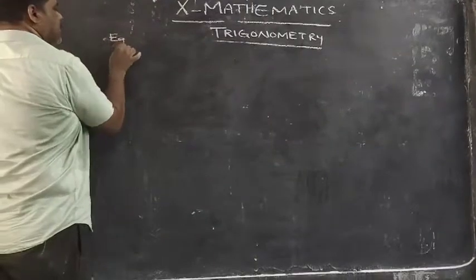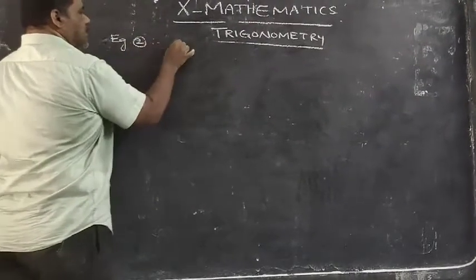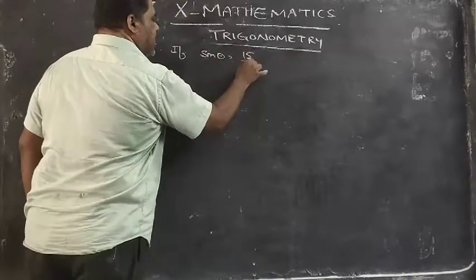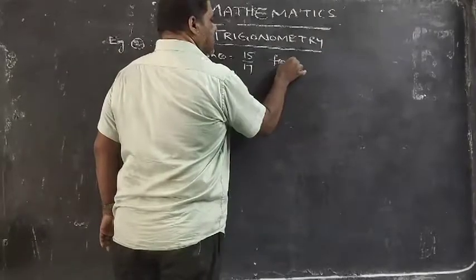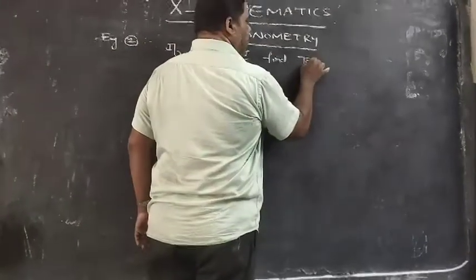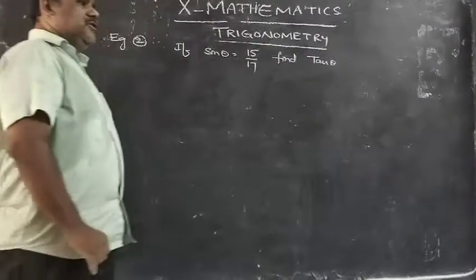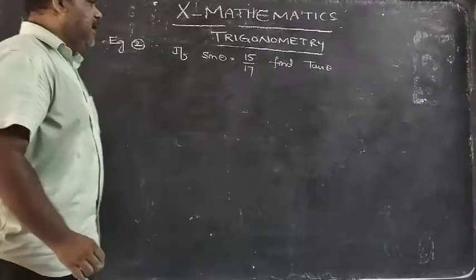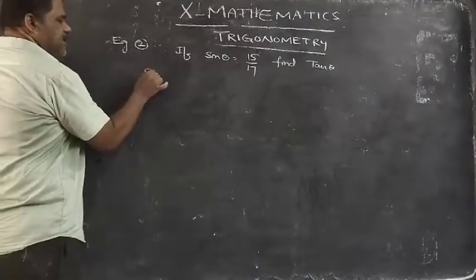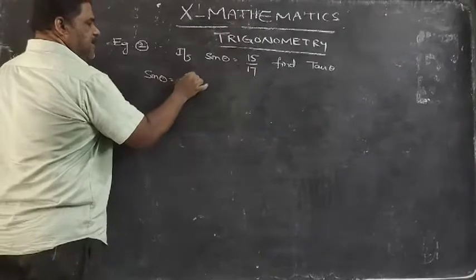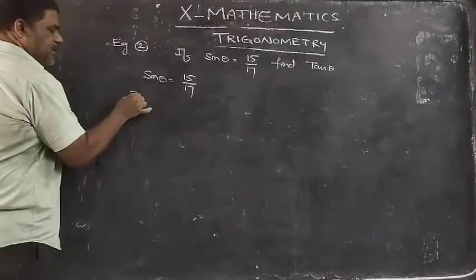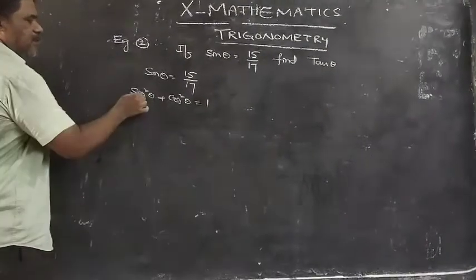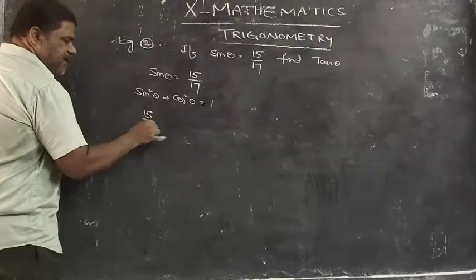Right, next one. If sin theta is equal to 15 by 17, find tan theta. So let us find out tan theta by using sin theta with the help of trigonometric identities. Sin theta is given as 15 by 17. We know that sin square theta plus cos square theta is 1. So here sin theta is 15 by 17. Let us substitute.